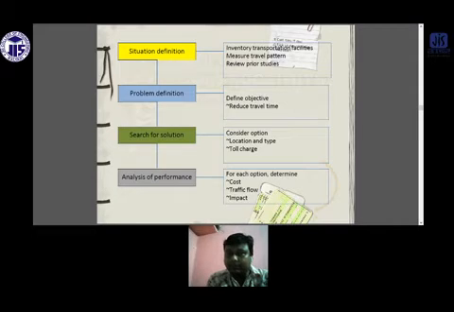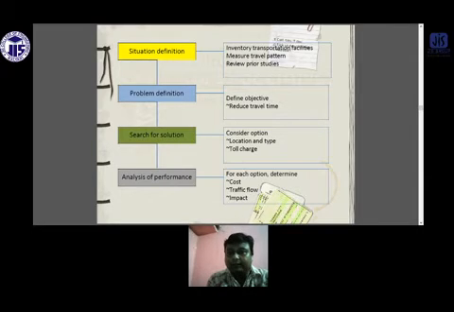So for that you have to do rigorous research or rigorous analysis in finding the alternative solutions for our problem definition. It may be a mathematical model, it may be a statistical model, it may be some lab based experiment, or it may be a field based experiment. Whatever it may be, we have to do some rigorous analysis.